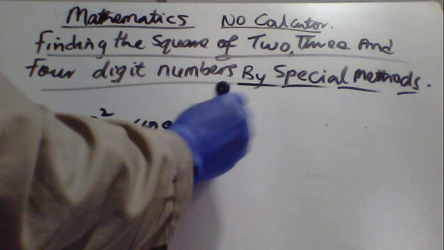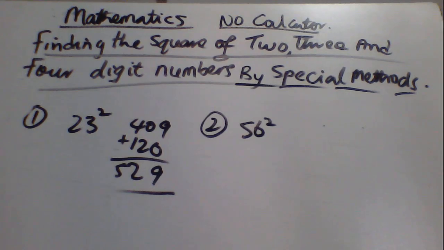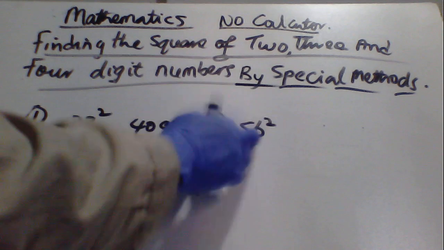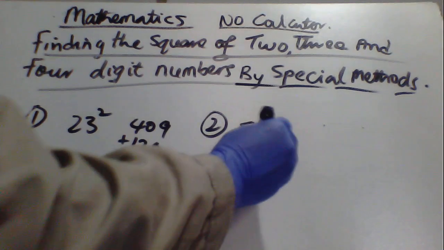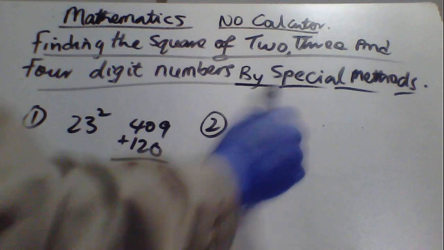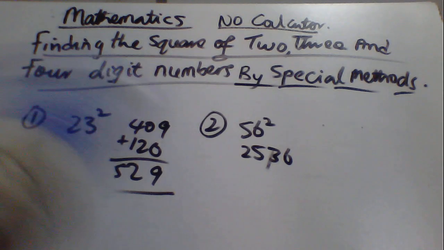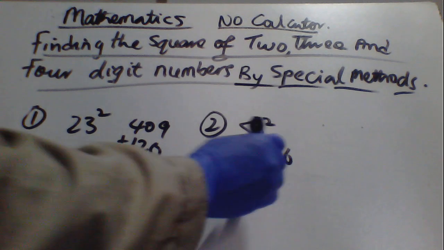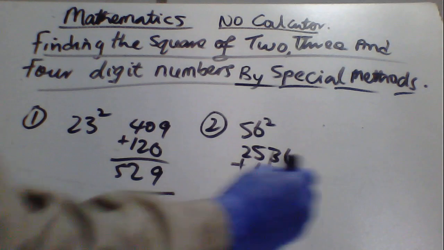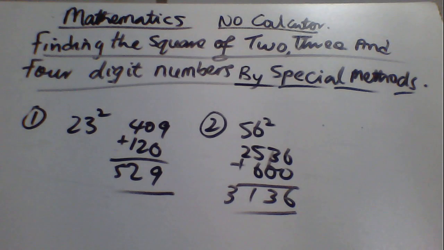Another, if you are given the second one, 56 squared, how do I find the square? Square the first one, square the second one, you give us 2500 and 36, 2536. Multiply the first by the second, will give us 30. Times it by 20, will give us 600. You sum, give us 3136. So someone will ask, what am I doing?